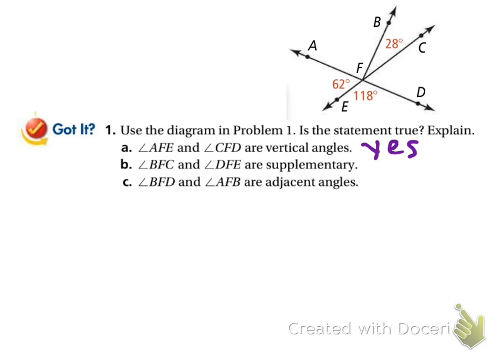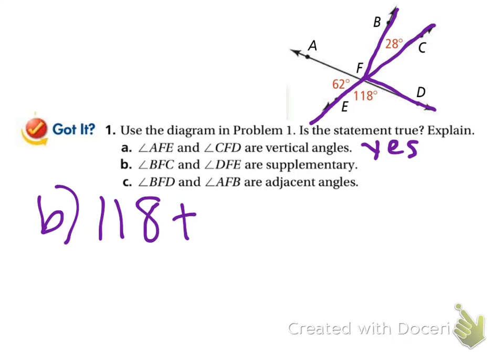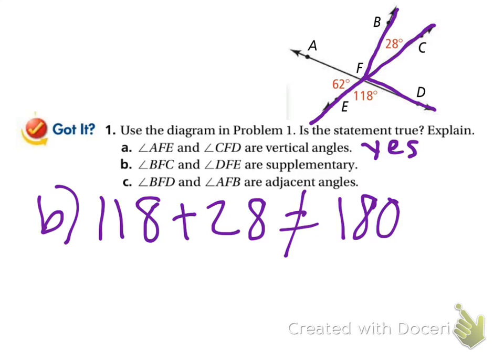Now BFC and DFE, are they supplementary? Well, if they're supplementary, they add up to 180 degrees. So 118 plus 28, is that equal to 180 degrees? No, because that's 146 degrees.